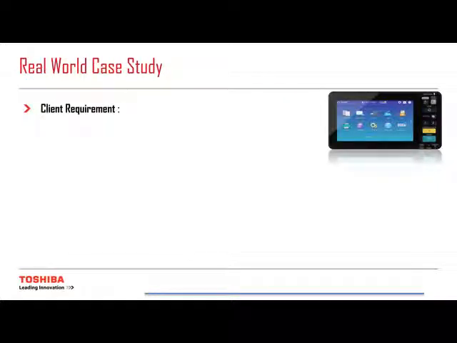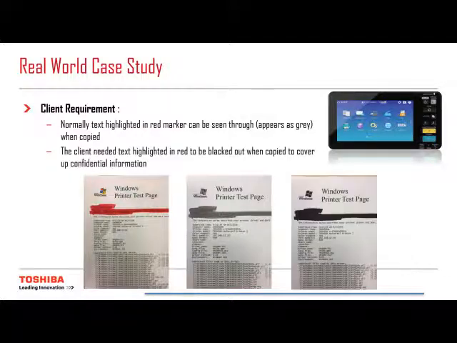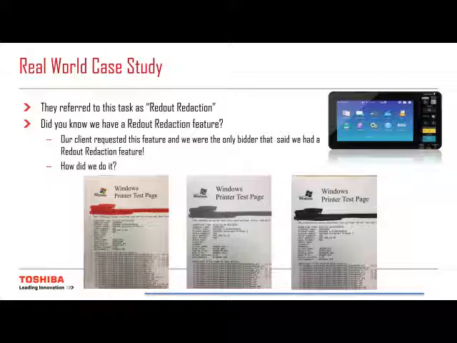So to give you a real world example of how this came into play, one of our clients had a requirement that they wanted. Normally when you photocopy something that's been highlighted in red magic marker in text photo mode, you can see through that red marker and it comes up gray and you can still see through the gray. What the client wanted was when they photocopied that original, they didn't want to be able to see through it. They wanted it blacked out to hide confidential information. They referred to this task as red out redaction.